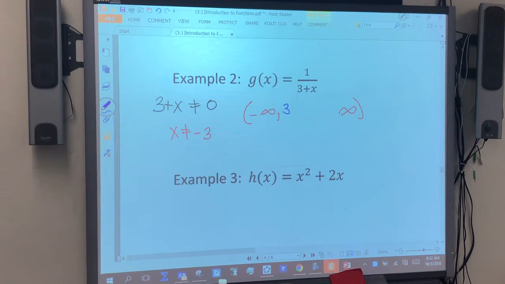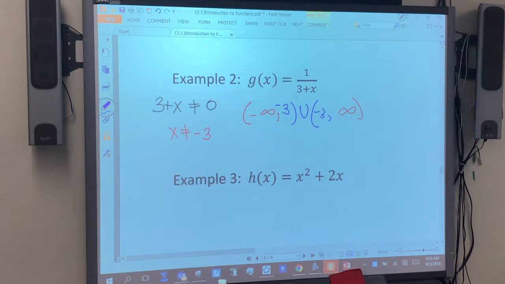Okay, we're going to put that number that I'm going to kick out there, union, then that number that I'm going to kick out there. And that should effectively give me all my real numbers except for negative 3 in interval notation.